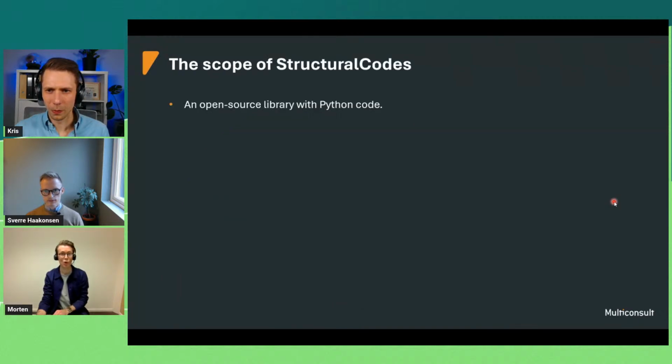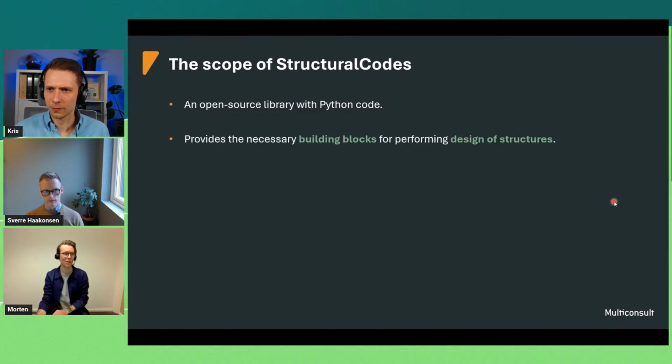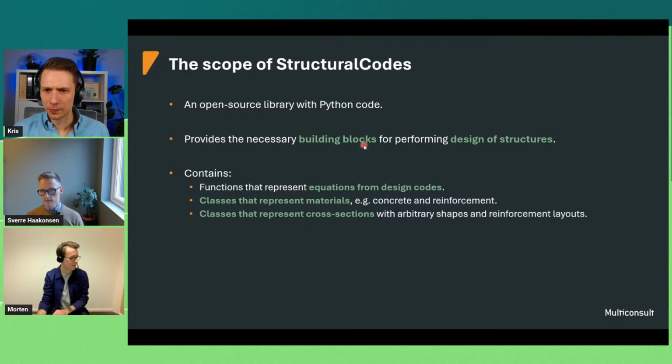Basically, the scope of StructuralCodes is that it's an open source library with Python code, and it contains the necessary building blocks for performing design of structures. So emphasizing building blocks here. It contains functions that represent equations from design codes, classes that represent materials, for example, concrete and reinforcement, and classes that represent cross-sections with arbitrary shapes and arbitrary reinforcement layouts. So it provides quite some flexibility for the user.